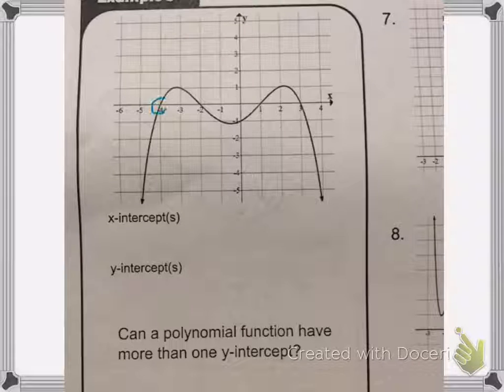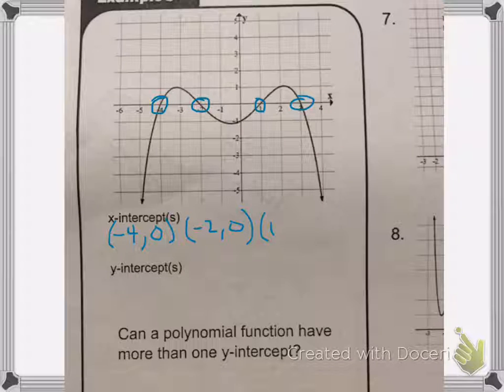So x-intercepts are where our graph touches or crosses the x-axis. So we have 4 different x-intercepts here. We're going to list those as ordered pairs, which would be -4, 0, -2, 0, 1, 0, and 3, 0. You can notice that always on your x-intercepts, your y value is equal to 0, and the opposite is true when you're finding the y-intercepts. When the y-intercept happens, your x value is 0, so you have 0, -1.